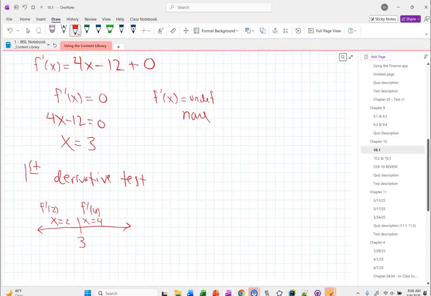I don't care what the number is. You can find the number if you want. You don't need it. All you need is the sign. So if I plug 2 in, I get a negative. And if I plug 4 in, I get a positive. Since my derivative changes from negative, so negative slope, to positive, what type of extrema do I have? If we're going from decreasing to increasing, it's a minimum. Very good.